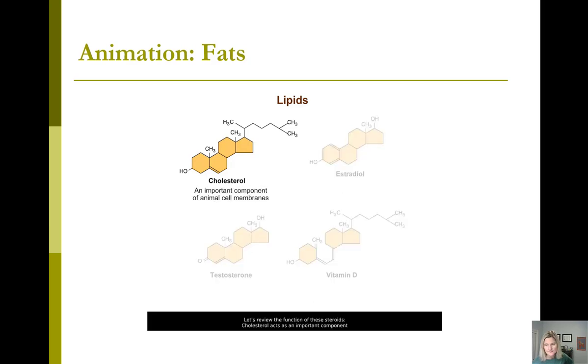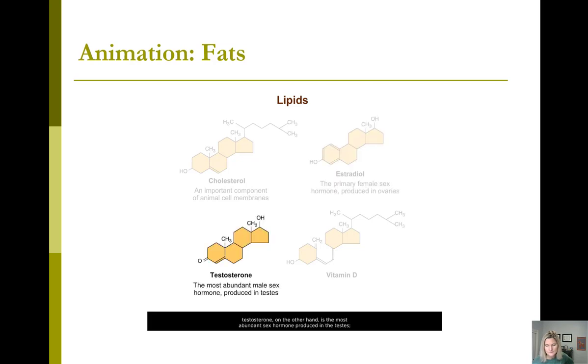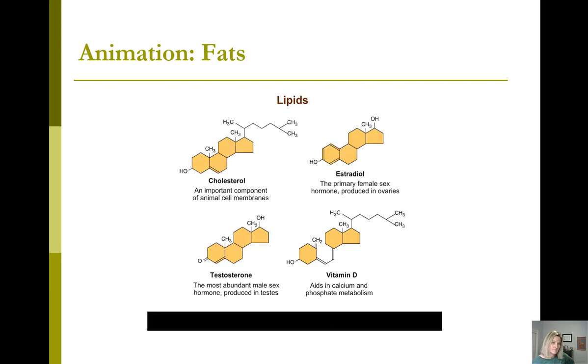Cholesterol acts as an important component of cell membranes. Estradiol is a primary female sex hormone produced in the ovaries. Testosterone, on the other hand, is the most abundant sex hormone produced in the testes, while vitamin D aids in calcium and phosphate metabolism.